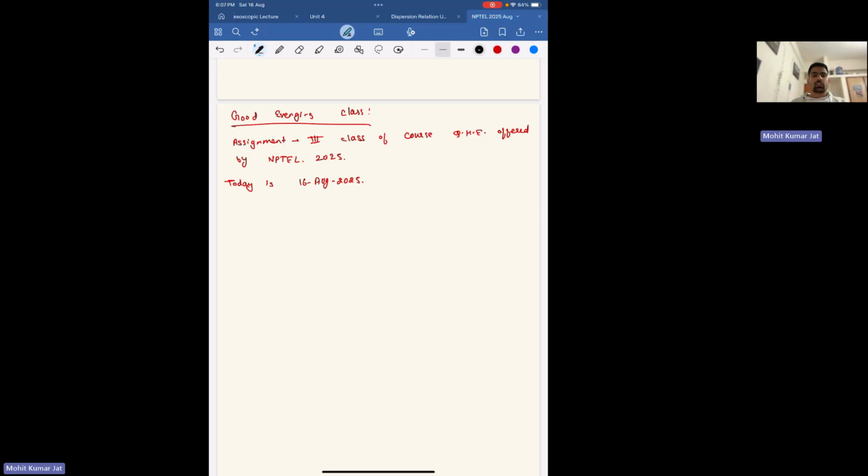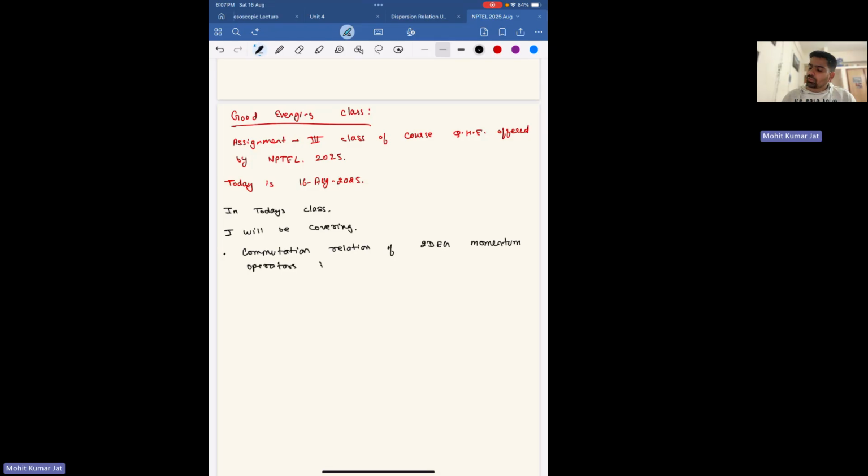Since this course is about the quantum Hall effect and its origin, understanding the Berry curvature, and understanding how the momentum operator commutes in the presence of a magnetic field, in today's class I'll be covering the commutation relation of the momentum operators of a two-dimensional electron gas in the presence of a magnetic field.